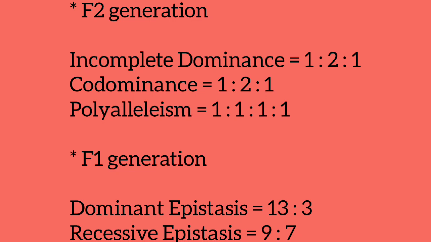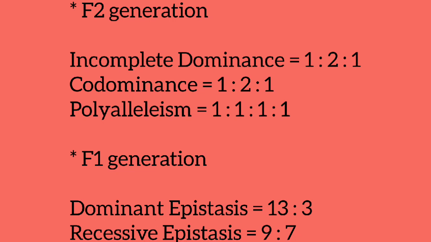So we have a section called non-Mendelian inheritance. That means genetic crosses that don't follow the normal rules that Mendel proposed. Under non-Mendelian inheritance, we learn about incomplete dominance, codominance, polyallelism, and epistasis. We have to remember the ratios. If we consider incomplete dominance, you have to know in the F2 generation the ratio is 1:2:1. Then in codominance also, in the F2 generation, the ratio is 1:2:1.